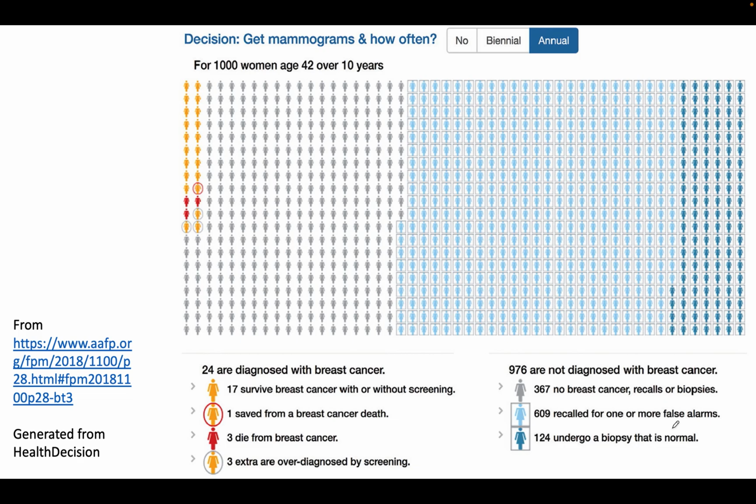Some more pictorial information here about getting mammograms. And I believe that you can use this website here, Health Decision, to generate interesting diagrams like this one, pictorial information. You might want to try to check it out yourself.